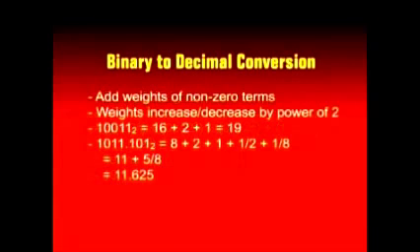The second method which we discussed was the sum of non-zero terms. Let us consider an example. The number to be converted is again 10011. In this, as we said, we only consider the weights of non-zero values. So what are the non-zero values? The most significant 1 and the least significant 2 bits. Both have a value of 1.